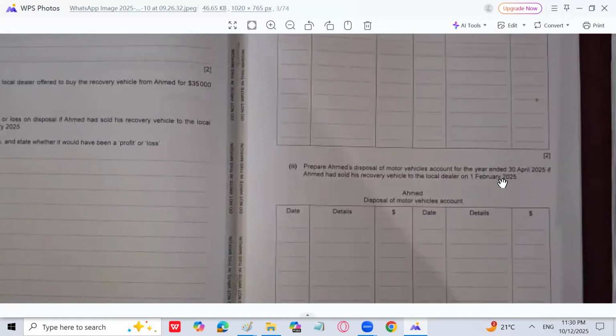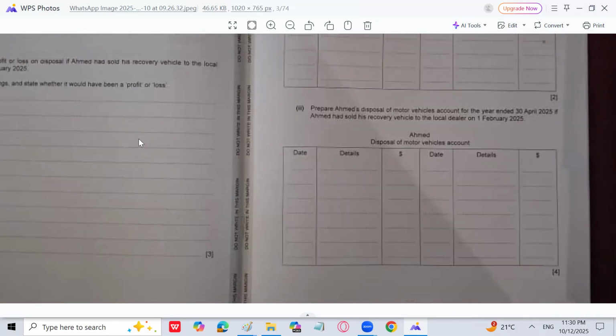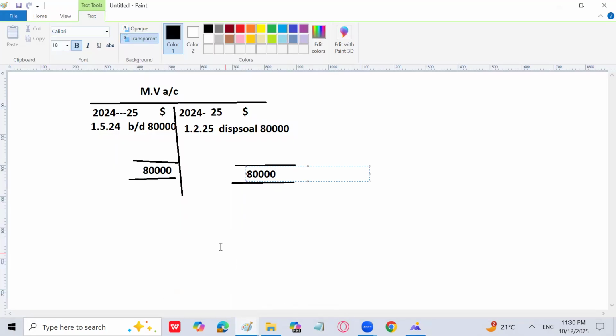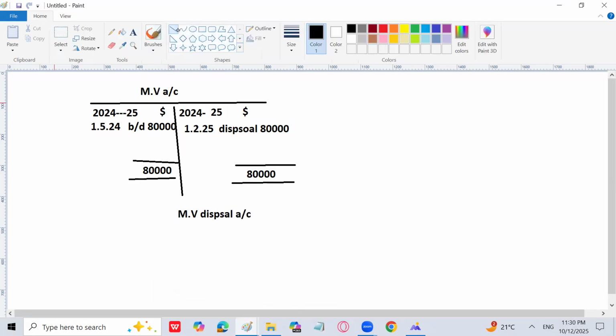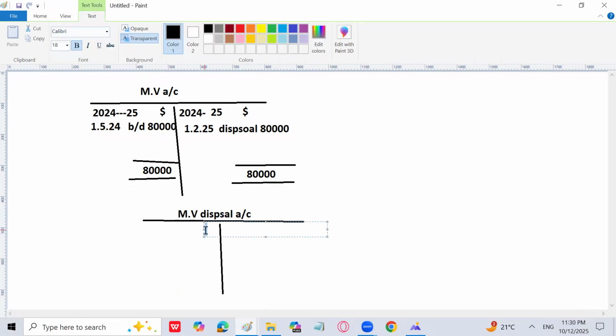If ACMA had sold the recovery vehicle to the local dealer on 1st February. So for the disposal of the delivery vehicle, we have 4 marks for the disposal, which is again quite easy. Let me prepare the motor vehicle disposal account. Yes, you can say that other parts were a little difficult, but this particular portion is quite easy because we have already done the whole working for the disposal.